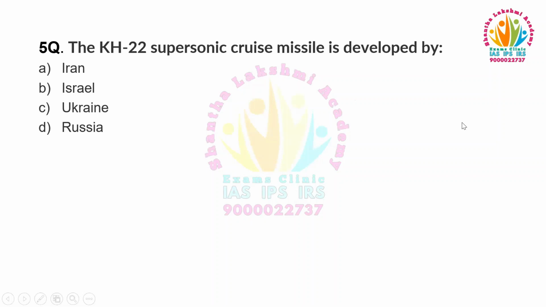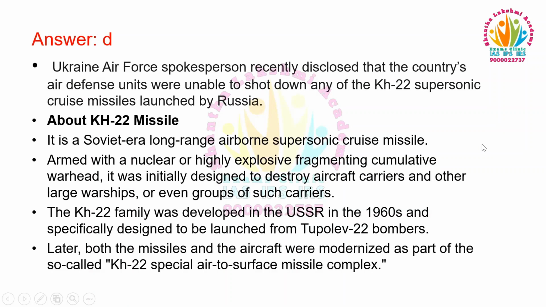The Kh-22 supersonic cruise missile is developed by option A, Iran, option B, Israel, option C, Ukraine, option D, Russia. Recently, a Ukraine Air Force spokesperson disclosed that the country's air defense units were unable to shoot down any of the Kh-22 supersonic cruise missiles launched by Russia.